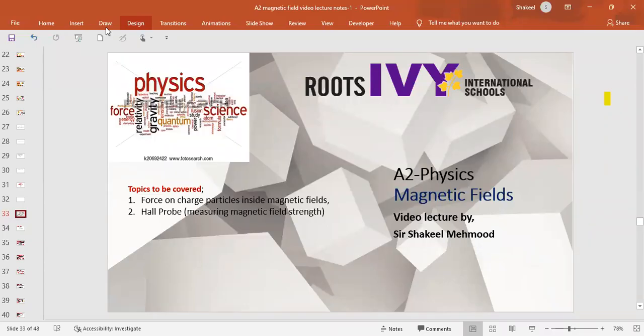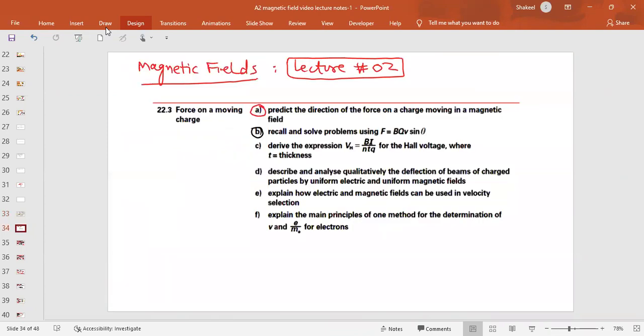Hello, dear students. This is Shakil, and today we are going to discuss magnetic fields in the A2 physics syllabus. The topics that we will discuss today will be the force on charged particles inside a magnetic field and the Hall probe. A Hall probe is a device that is used to measure magnetic field strength. So let's look at the syllabus content.